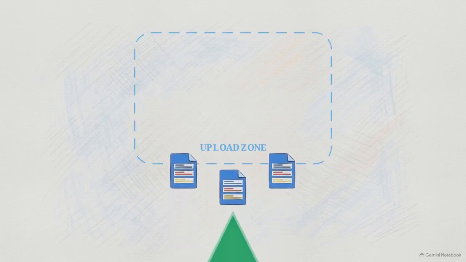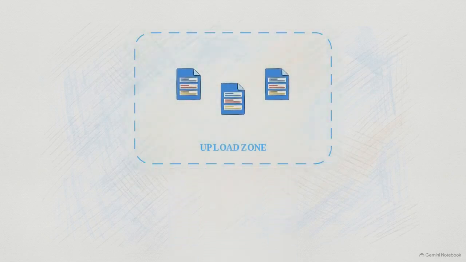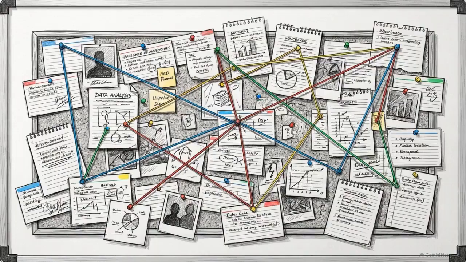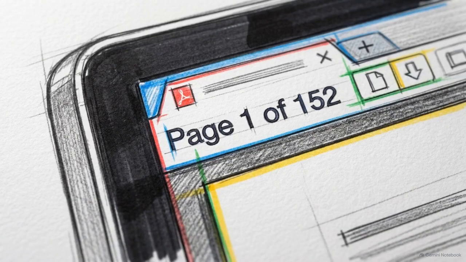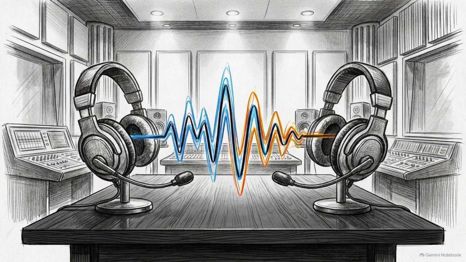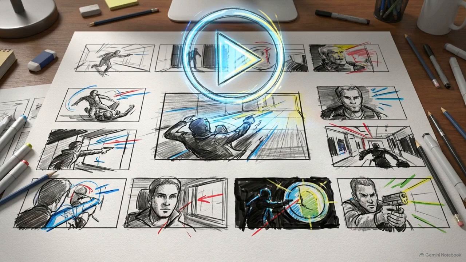The process starts when you upload your own raw materials. We're talking dense lecture slides, chaotic research notes, or 100-page PDFs. The system digests those files and outputs a podcast-style audio overview featuring 2 AI hosts, or a complete video overview with narration and generated visuals.